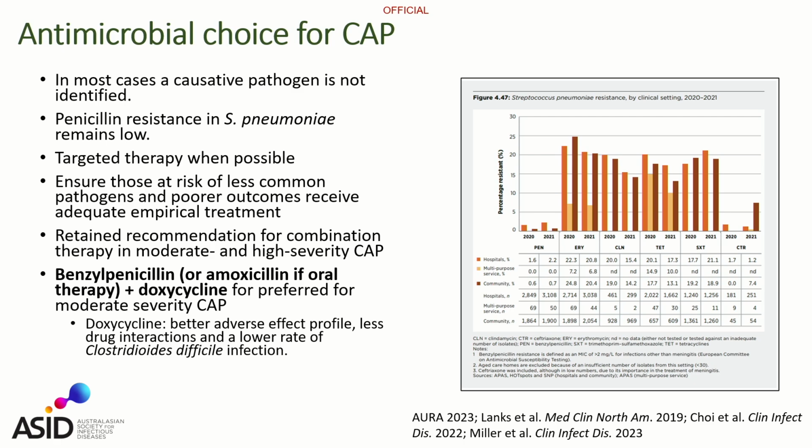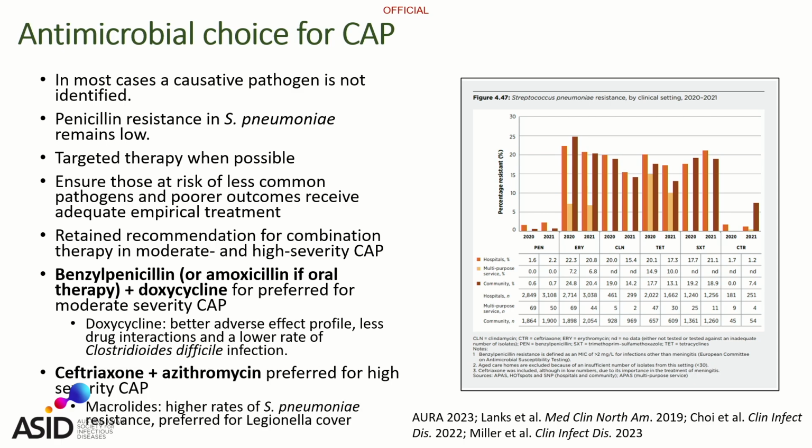For high severity community-acquired pneumonia, ceftriaxone plus azithromycin is a preferred therapy in the absence, again, of other risk factors, such as in the wet season in the tropics, for example. And the azithromycin is largely there for cover for atypical pathogens, primarily Legionella.